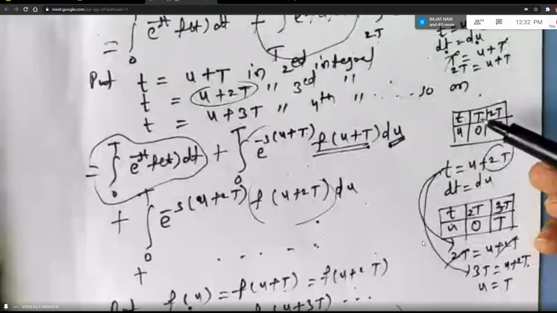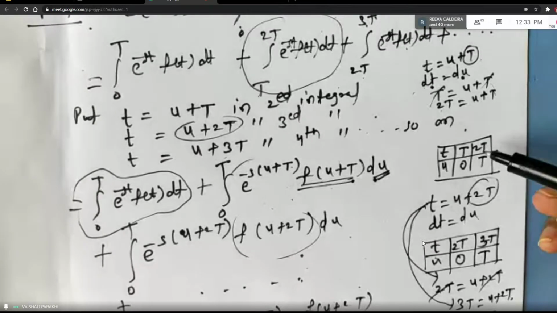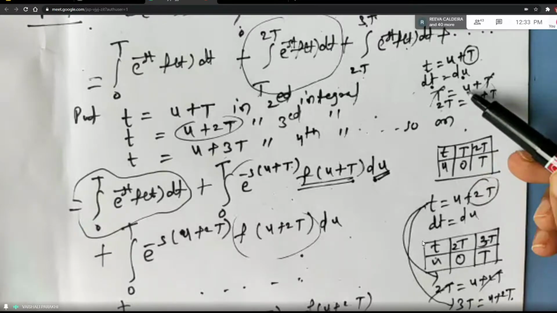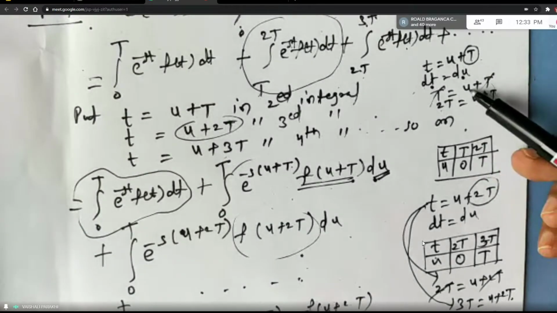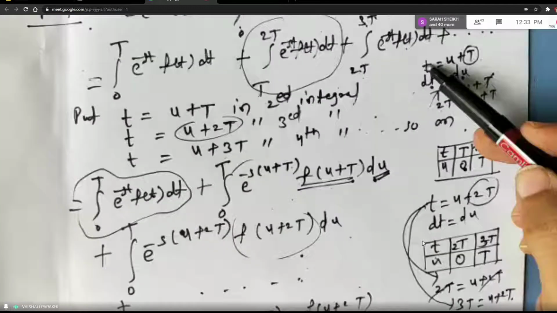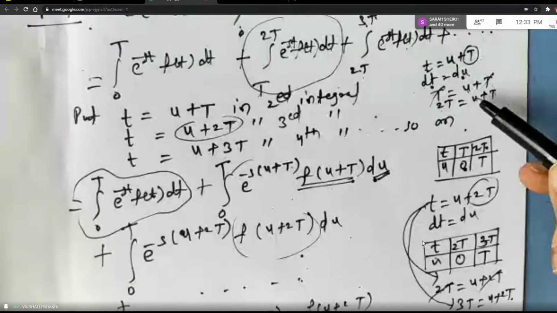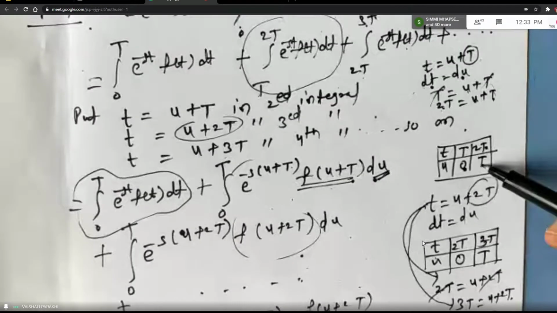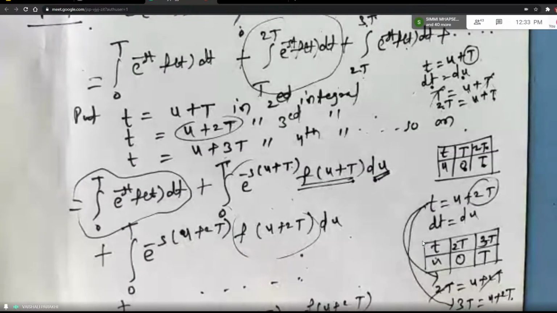See, only concentrate on the second integral. Original limits are from t to 2t. When I put small t equal to capital T, T will get cancelled, and u will be 0. When I put small t equal to 2T, then u will be 2T minus T, so it is T. So your new limits are from 0 to capital T in the second integral.